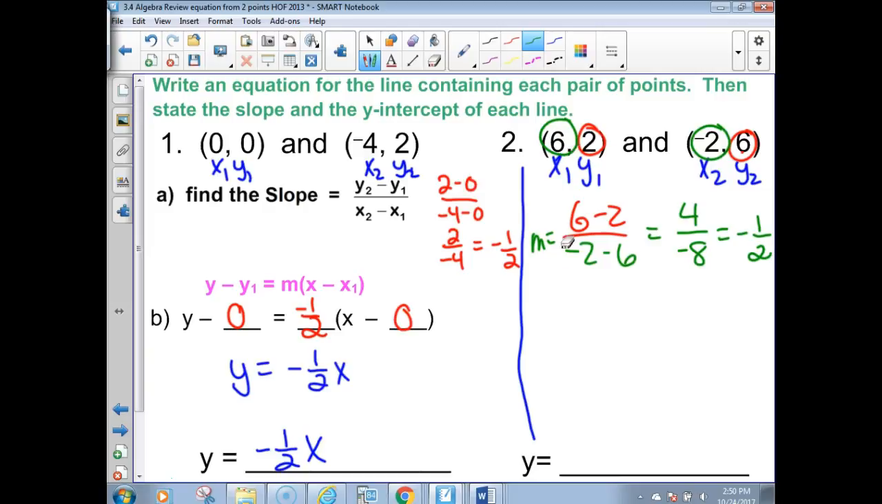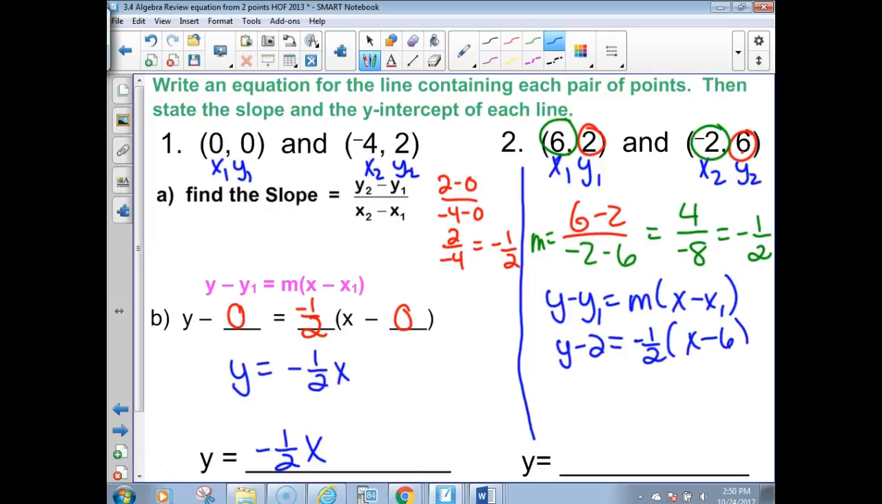All right, pick the first point. We're putting it into the format y minus y1, equals m times x minus x1. This is called point slope form. And then we're simplifying. So if I put in 2 for y1, I'd have y minus 2 equals negative 1/2 for the m times x minus 6 for the x1. x1 is 6. I will simplify now by distributing the negative 1/2. Negative 1/2 times negative 6 would be positive 3.